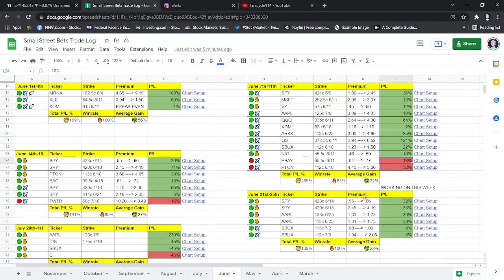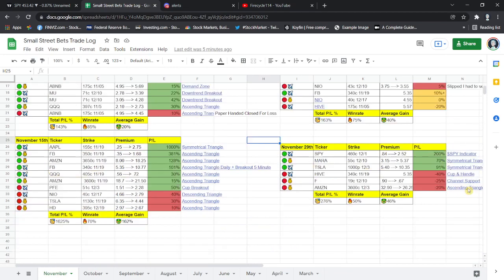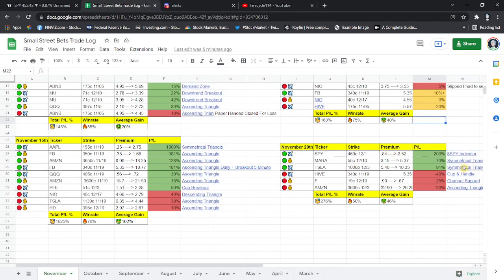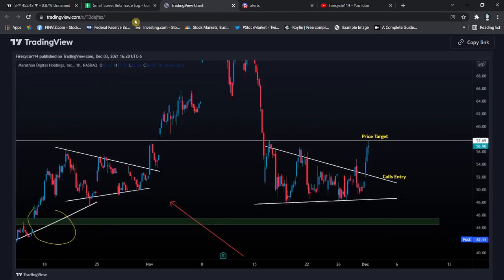You guys can go back to November, click that chart and view why we played it. The next alert was on Mara. So Mara calls, and you can click the chart and see, boom, we had a very nice symmetrical triangle.